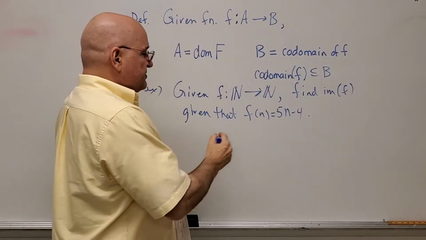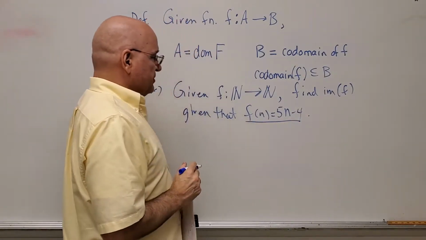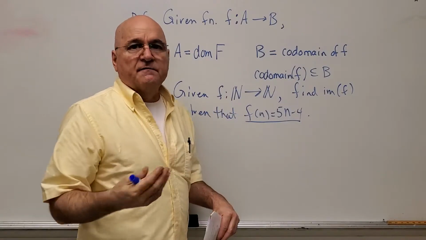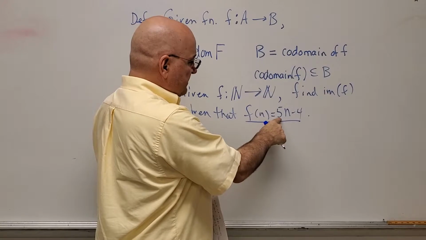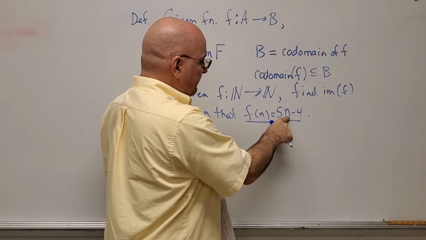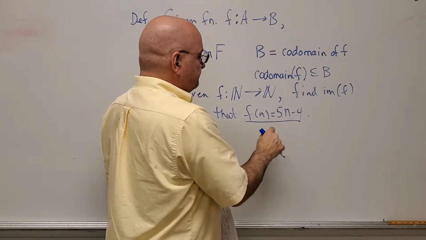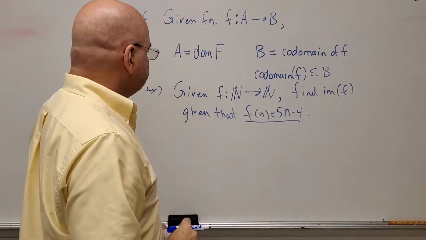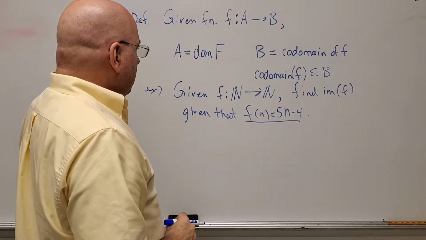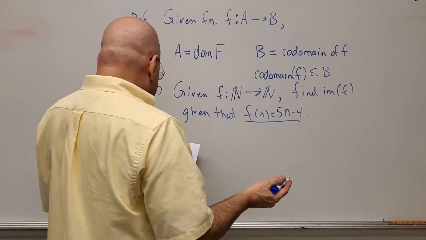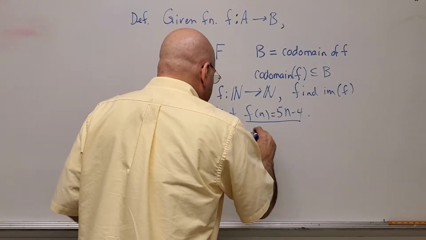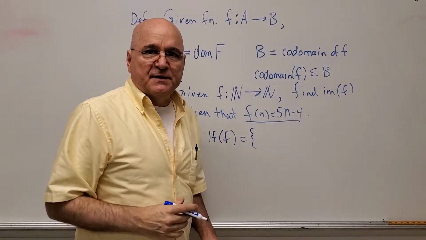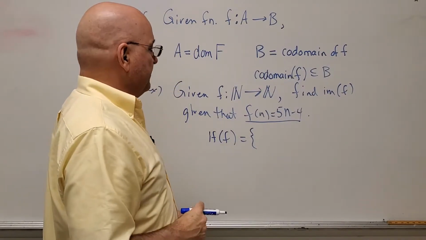So first let's observe that this function does operate on all of the natural numbers. We're allowed to plug in any natural number because we can multiply any natural number by 5 and then subtract 4 from it as well. Well, this is fairly simple. The image of f, let's just start the list and see if we can get a pattern going.